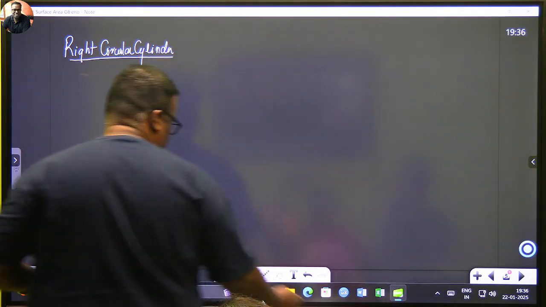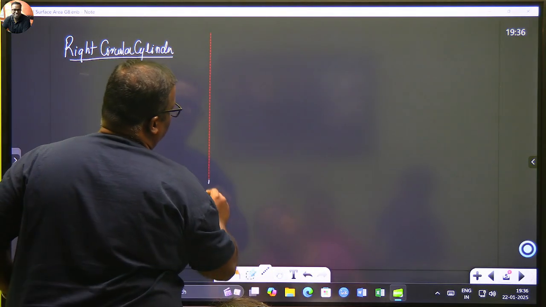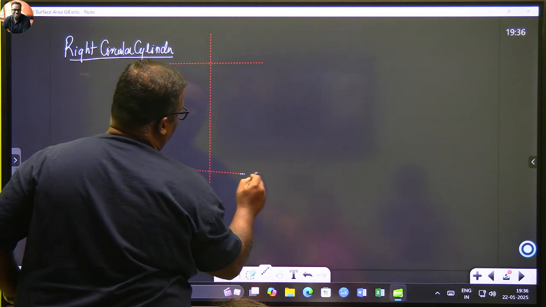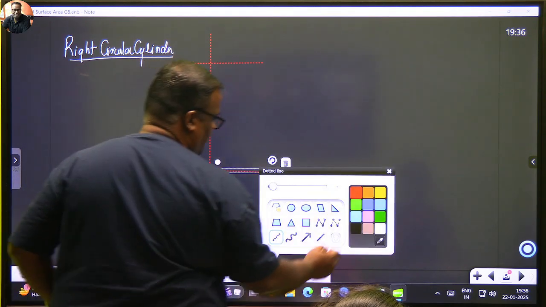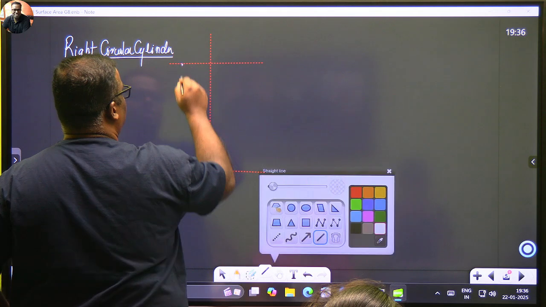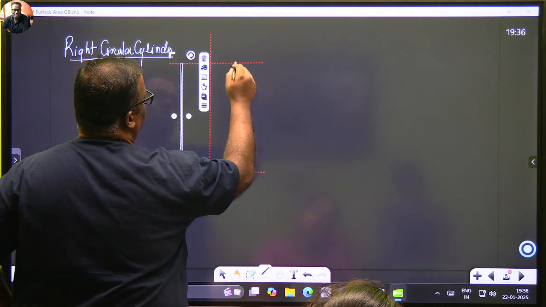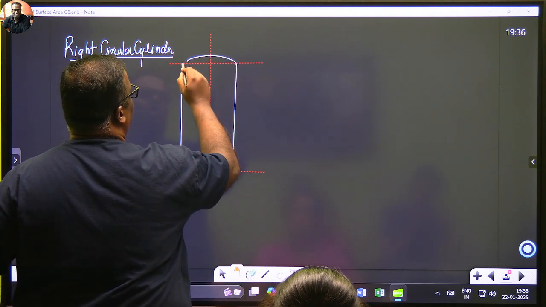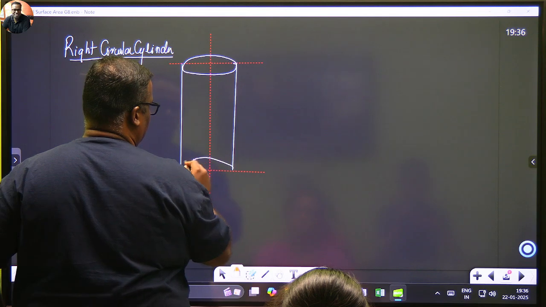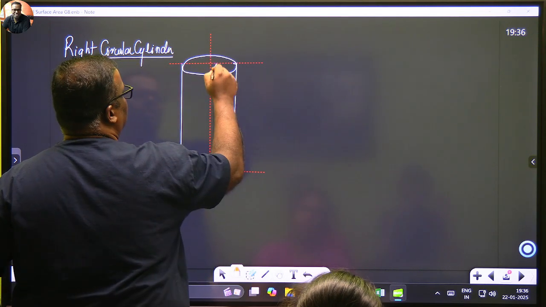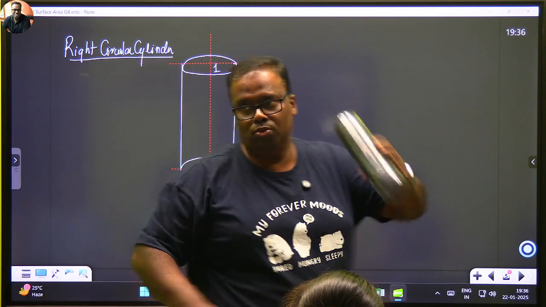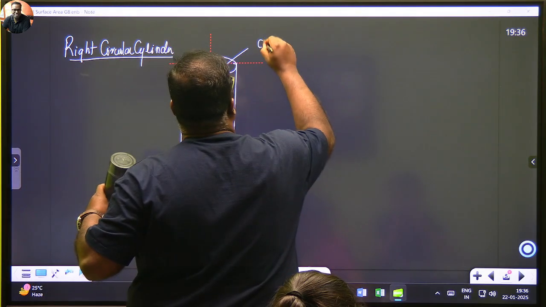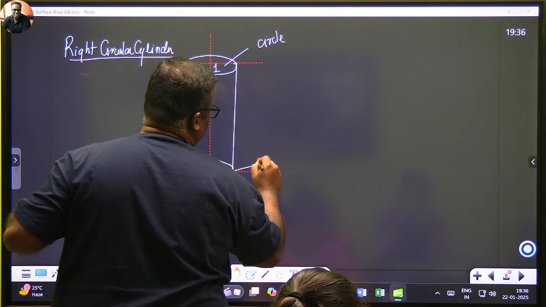Why is it called right circular cylinder? Because the axis will be at right angle, like this, one axis here, one axis out here, and your cylinder is actually placed in between these. 1 and 2. How do you see the shape of 1 and 2? 1 and 2 are typically circles. This one is a circle.